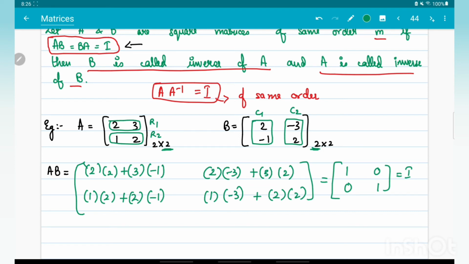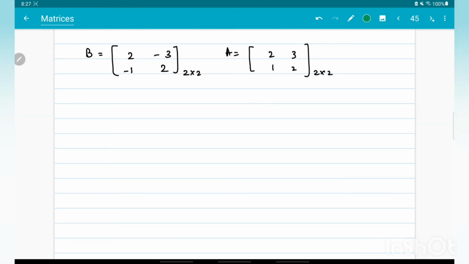Now I'm going to do the same thing, that is, I'm going to do B cross A, and I'm going to check if it is equal to my identity matrix or not. So now I'm going to do B cross A, that is B into A. So first of all, I'm going to check if the columns of the first matrix are equal to the rows of the second matrix or not. So in this case, both of them are equal to 2. That means B into A, that is B cross A, is possible.